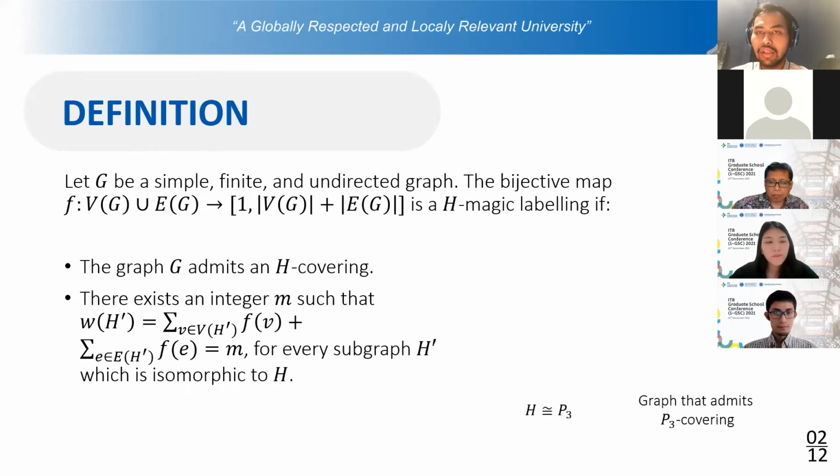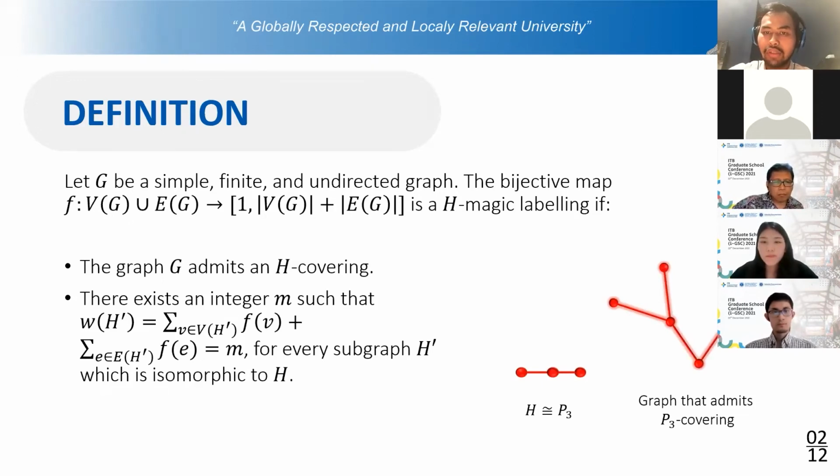First, we let graph G be simple, finite, and undirected. For example, we have vertices like this and edges. So we can see a graph as vertices that are connected by edges somehow. For this example, this is a path of 3 vertices. And we have a bijective map F. If we label the vertices and the edges with integers from 1 to the number of vertices and edges, F is an H-magic labeling if the graph G admits an edge covering.